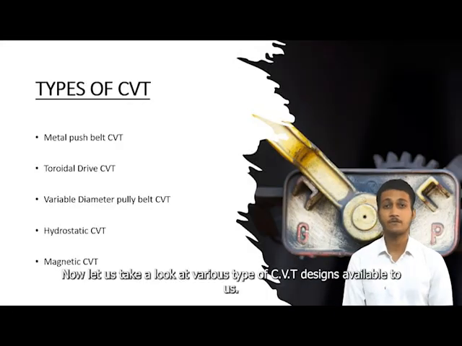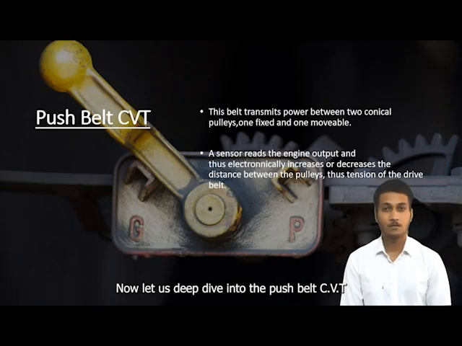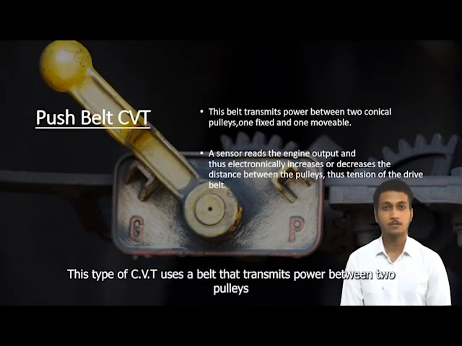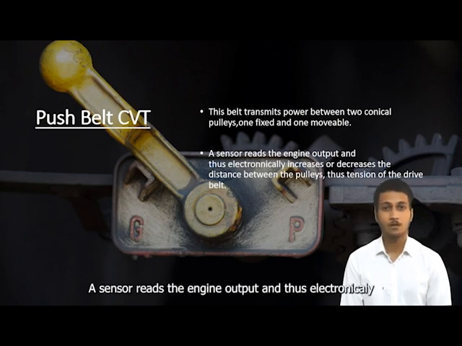Now let us look at the different types of CVT designs which are available to us. These are metal pushbelt CVT, toroidal drive CVT, variable diameter pulley belt CVT, hydrostatic CVT, and magnetic CVT. Now let us deep dive into the pushbelt CVT. This type of CVT uses a belt which transmits power between two conical pulleys, one fixed and one movable. A sensor reads the engine output and thus electronically increases or decreases the distance between the pulleys, which in turn changes the tension of the drive belt.